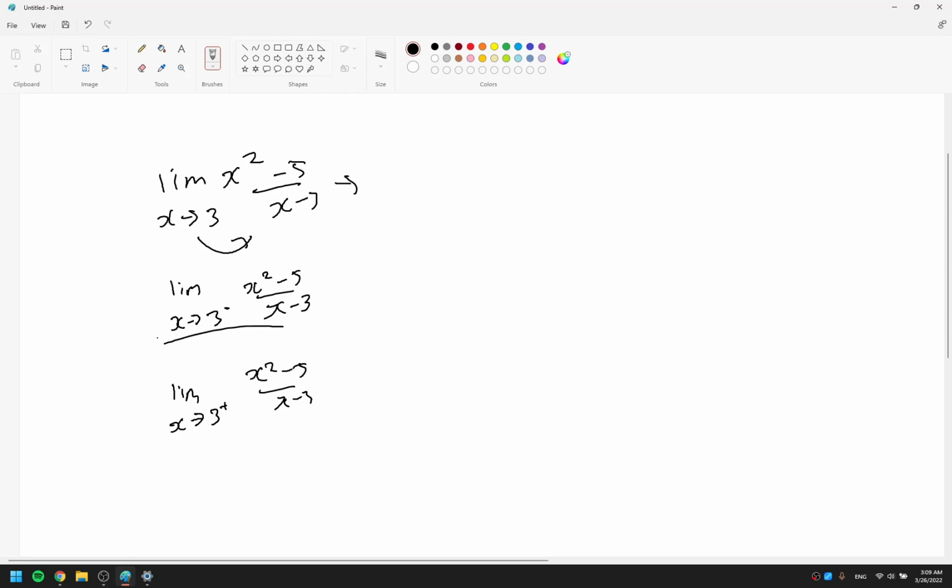For this limit, because it's approaching from the left side, we can plug in a number a little bit less than 3, like 2.9. If you plug in 2.9, it will be positive in the numerator, but it will be negative in the denominator, so it's approaching negative infinity. And if you plug in a number a little bit greater than 3, like 3.1, it's positive in both the numerator and the denominator, so it's positive infinity. And since the limits from both sides are not equal, the answer to this question is DNE.